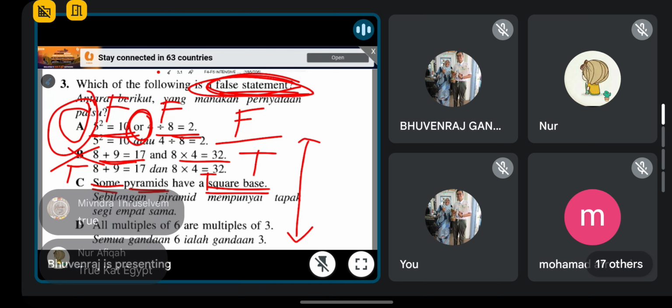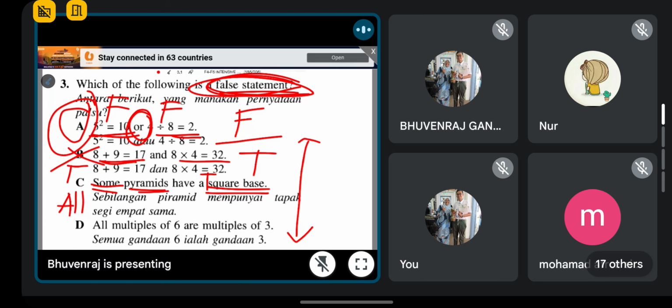True, yes, correct. But if they say Egypt, betul. Okay. So this one, if they put all, then this one will be false. Okay. Kalau mereka letak all kat sini, maksudnya yang ni akan jadi jawapan. Because they want a false statement. Okay. But in this case, since they say some, sebilangan, maksudnya yang ni betul. Okay. Because I think you can also have a triangular base if I'm not mistaken lah. I think tapak segitiga pun boleh. So that's why they say some. Okay, so there are other possibilities also. Ada lagi banyak kebarangkalian.